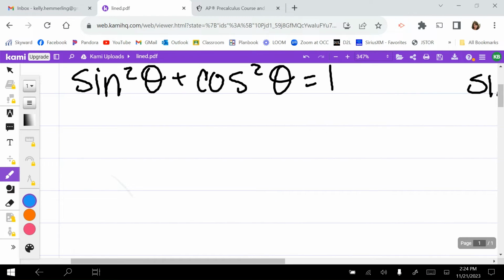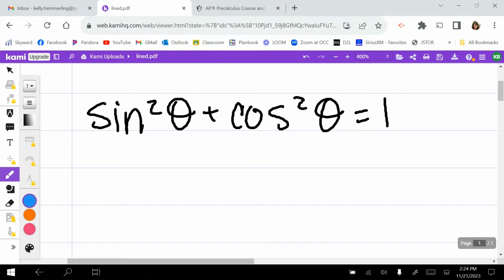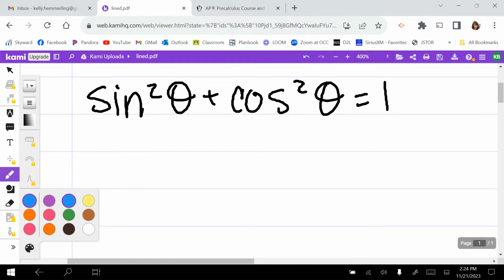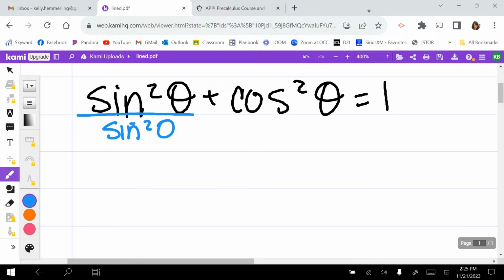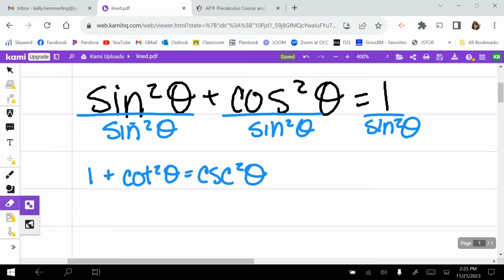So let's just start with the Pythagorean identity, I guess the fundamental Pythagorean identity. If you take this identity, sine squared theta plus cosine squared theta equals 1, and divide all the terms by sine squared theta, then you have 1 plus cotangent squared theta equals cosecant squared theta. So there is the second of those Pythagorean identities.